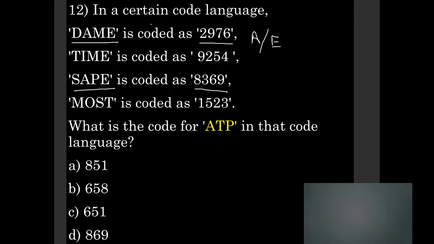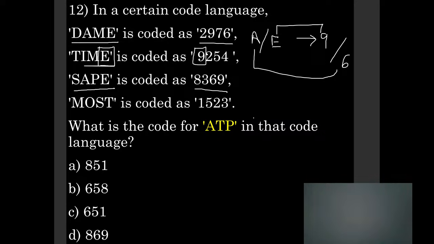Because from the first one and also from the third one, A and D is common, and 9 and 6 are also common. So A and D can be either 9 or 6. Next, if you observe the second one, in the second one we have E, and also in the second one we have 9. So it can be clearly said that E value is 9 and A value is equal to 6. So as A value is equal to 6, definitely in our answer 6 should be there.